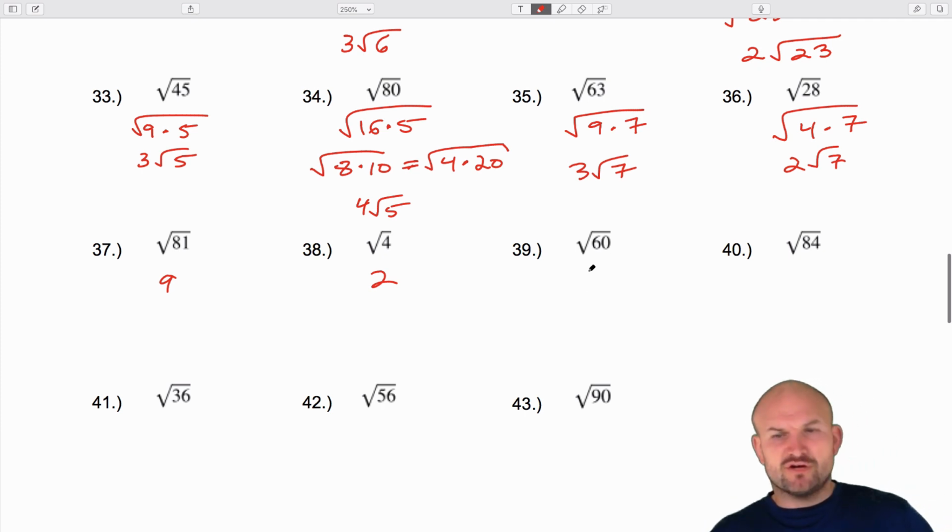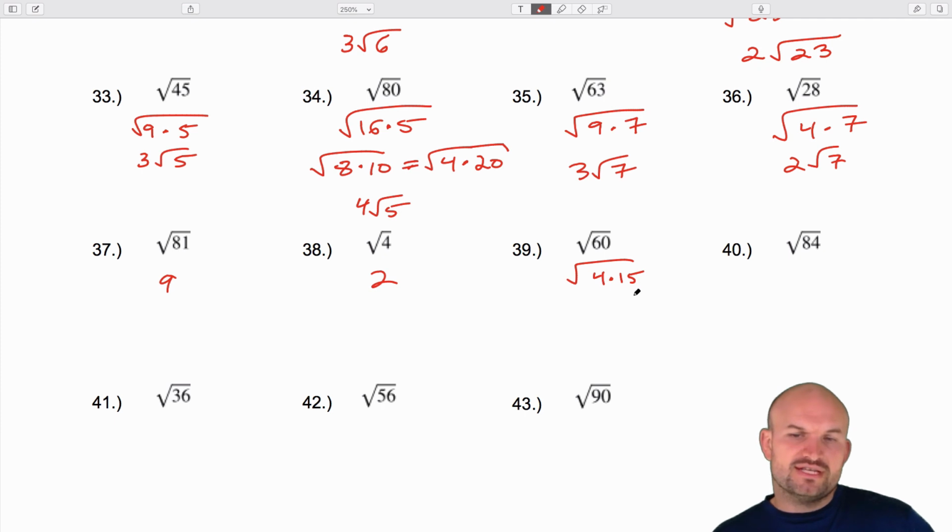Let's see, 60. I know 4 goes into there, right? Because 4 times 10 is 40, and that'd be 4 times 15. Right? So 30 times 2, so yeah, that's going to be 2 square root of 15.